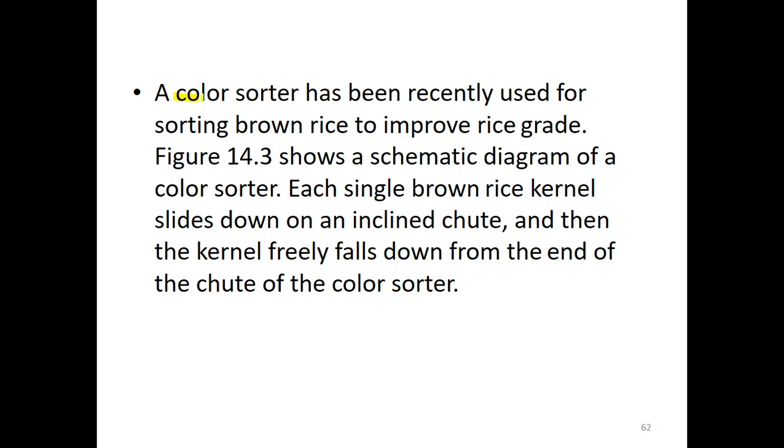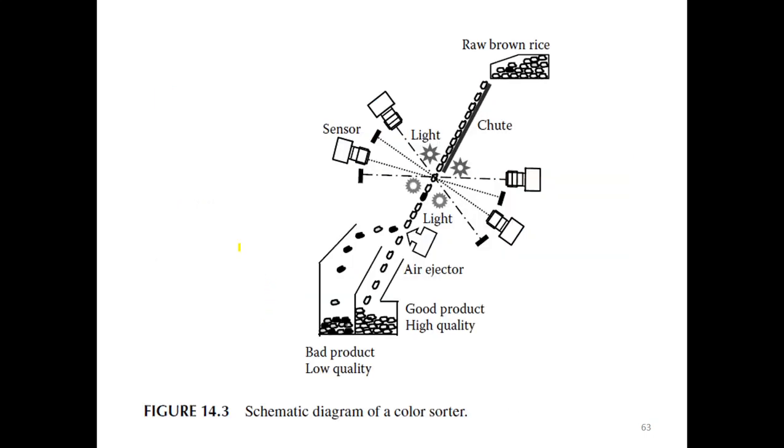So you see here we have a color sorter, and later in figure 14.3, we have a schematic diagram of this sorter. Each single brown rice kernel slides down on its inclined chute, and then the kernel freely falls from the end of the chute of the color sorter. So here is the schematic diagram of this color sorter. You can see the material is in here, and using gravitational force, it goes down along this chute.